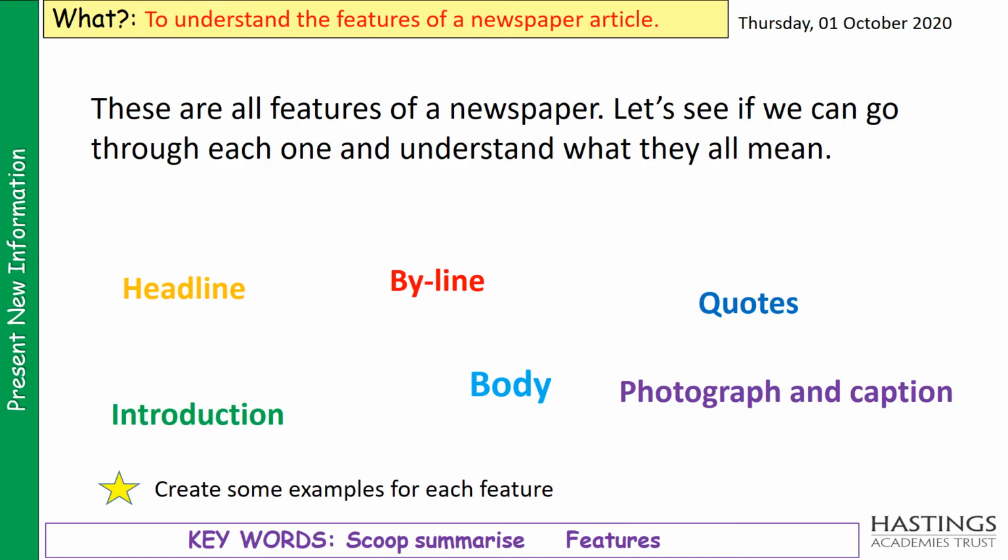Okay, so we're going to look at all the features that we normally get in a newspaper. So we have a headline, a byline, quotes, introduction, the body, and a photograph and caption. So what I want you to do is, if you know what any of these are, write them down and their definition. And if you can, there's a challenge there for you to create some examples of each feature for yourself. So pause the video to give you a chance to do that.